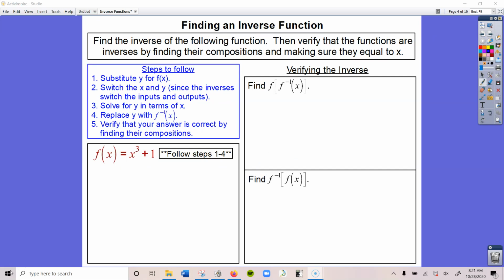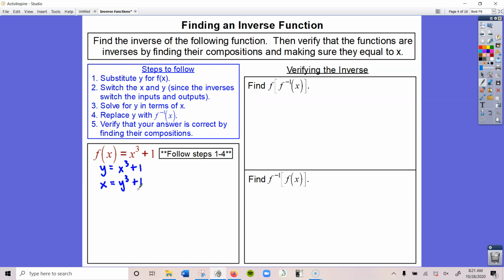Now, how do I actually find that inverse function? And I have some steps here for you to follow. First, we're going to substitute y for f of x. So here we have f of x is equal to x cubed plus 1. I'm going to replace this f of x with y, because remember, f of x stands for y. Then, because inverses are when the x's and the y's switch, that's exactly what I'm going to do. I'm going to replace y with x and x with y.